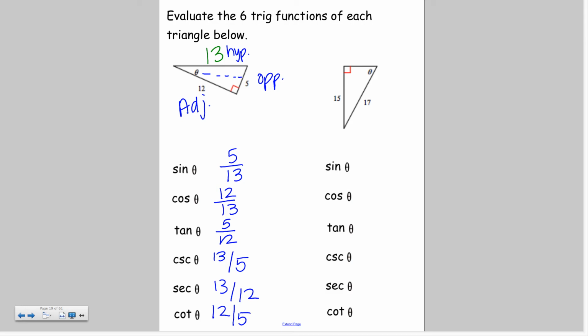Alright, the next one, we found our missing side to be 8 after Pythagorean theorem. So now you've got hypotenuse here, opposite here, and adjacent there. So our sine is going to be 15 over 17, cosine 8 over 17. Now flip them over.